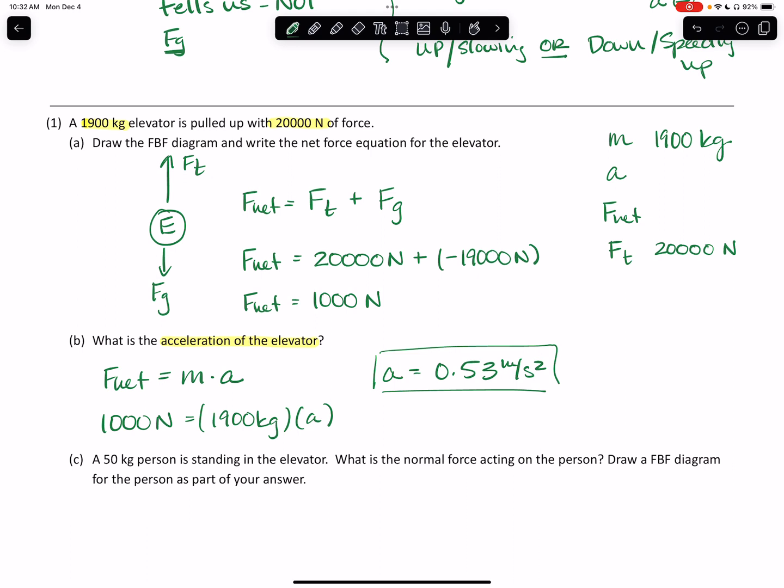All right. So I have a 0.53 meters per second squared acceleration. Now, for part A, I did solve for F net more to make sure I knew my arrows were correct, but I could have done that in part B and then gone back and fixed my arrows. The bottom line is I needed the net force that was acting on my elevator to find that acceleration.